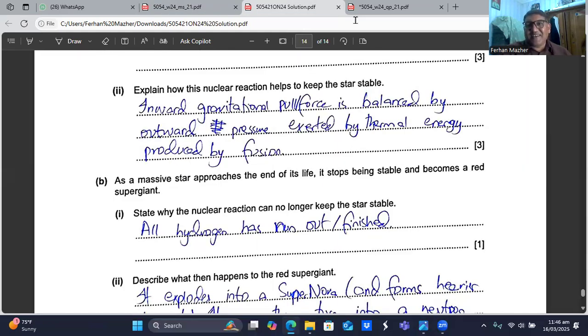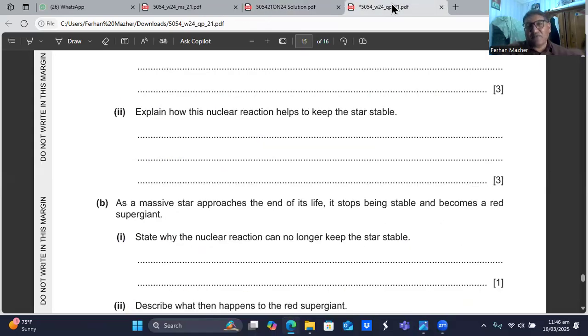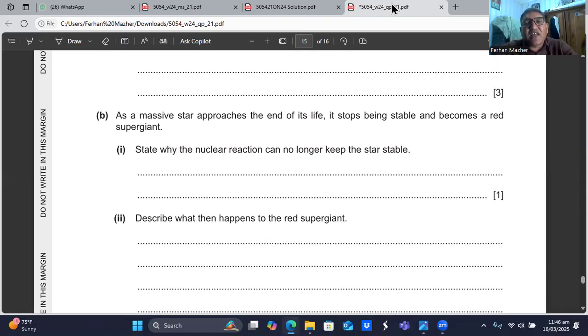So you can write a good answer after reading the marking scheme, after listening to our discussion, and after reading Hajra's answer as well. As a massive star approaches the end of its life, it stops being stable and becomes a red supergiant. State why the nuclear reaction can no longer keep the star stable.